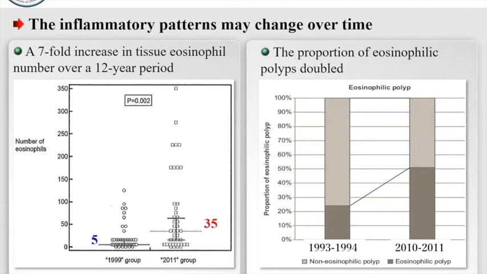At the same time, the study from Korea reported a similar result, that over a period of 17 years, the proportion of eosinophilic polyps doubled, increasing from 24% to 51%. This eosinophilic shift indicated that the inflammatory pattern may change over time.